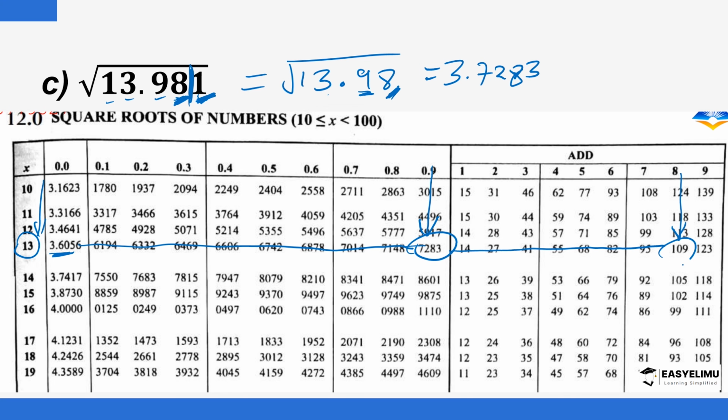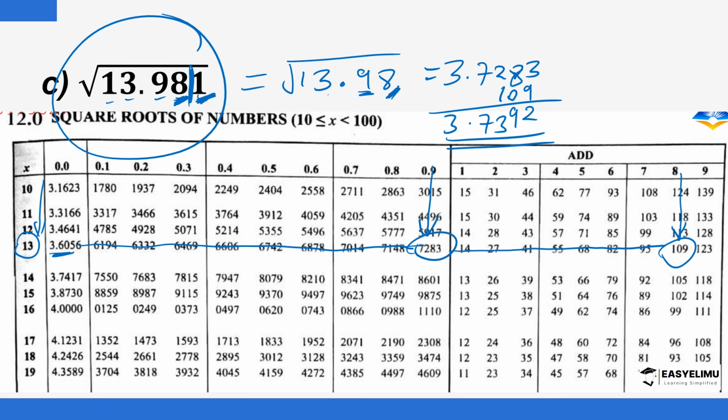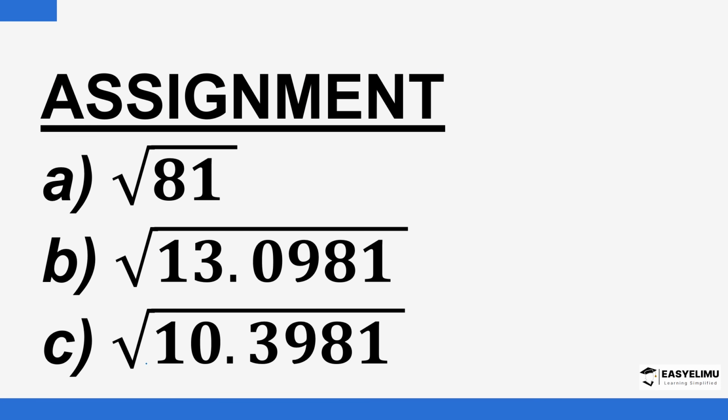So column number 8, the point of intersection, we have 109. So take note of where I'm adding 109, you add it here. The last digits, so this is 12, 2 carry 1, 9, 3, 7, 3 point. So it means the square root of 13.98 is 3.7392. Approximately, that is the square root of this number here. Approximately. So that is all.